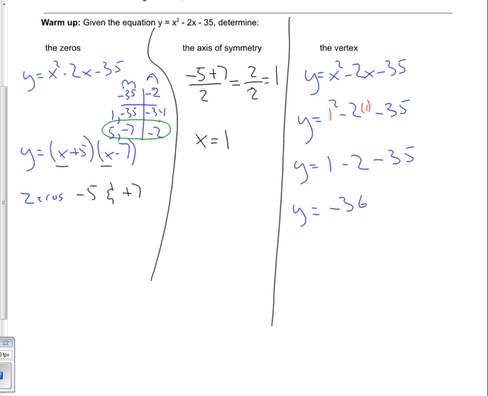And so that means that the vertex, now that I have both an x-coordinate and a y-coordinate for this point, is actually going to be at the point (1, negative 36).